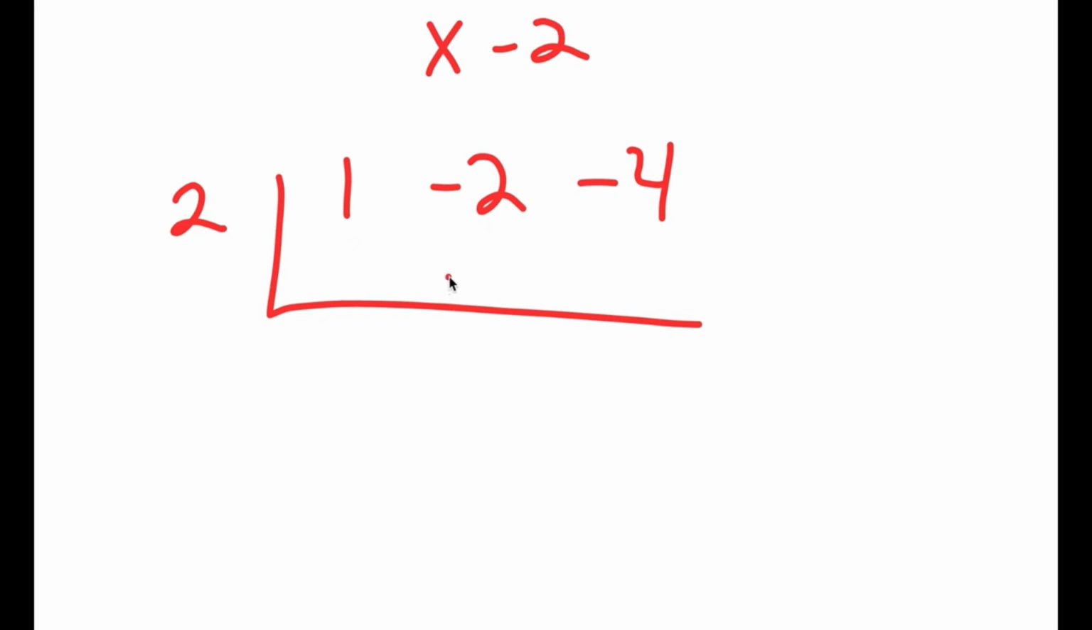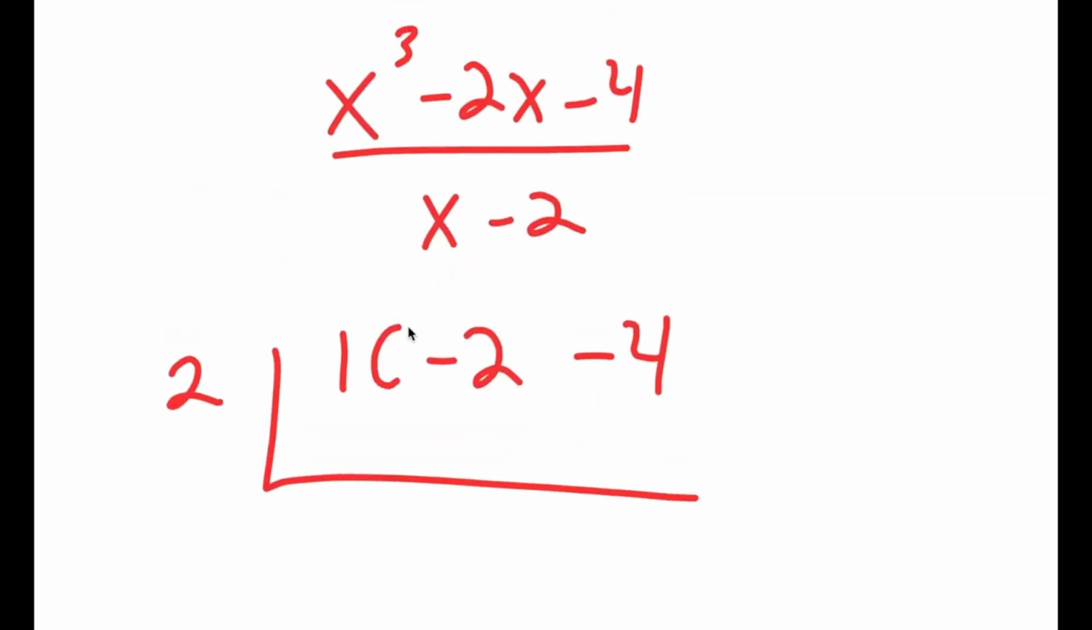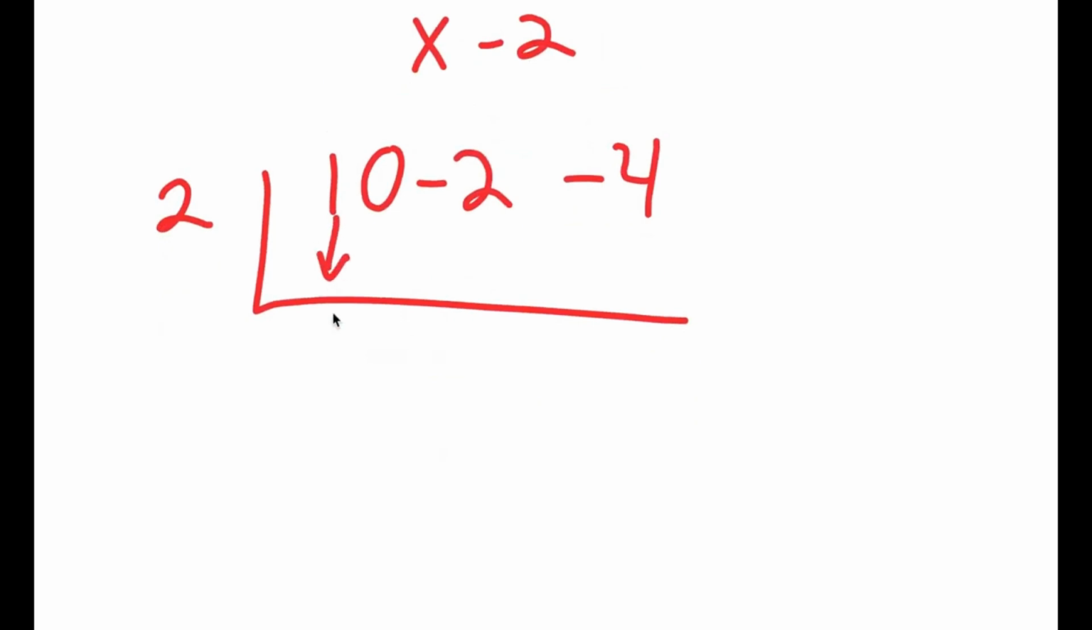Sorry, I actually did something wrong. We should have a 0 in here because, remember, we have a power of 2. So because there's no power of 2 here, we just put a 0. Now, if we bring down 1, we get 2 times 1, which is 2. 0 plus 2 is 2. 2 times 2 is 4. -2 plus 4 is 2. And 2 times 2 is 4. -4 plus 4 is 0.